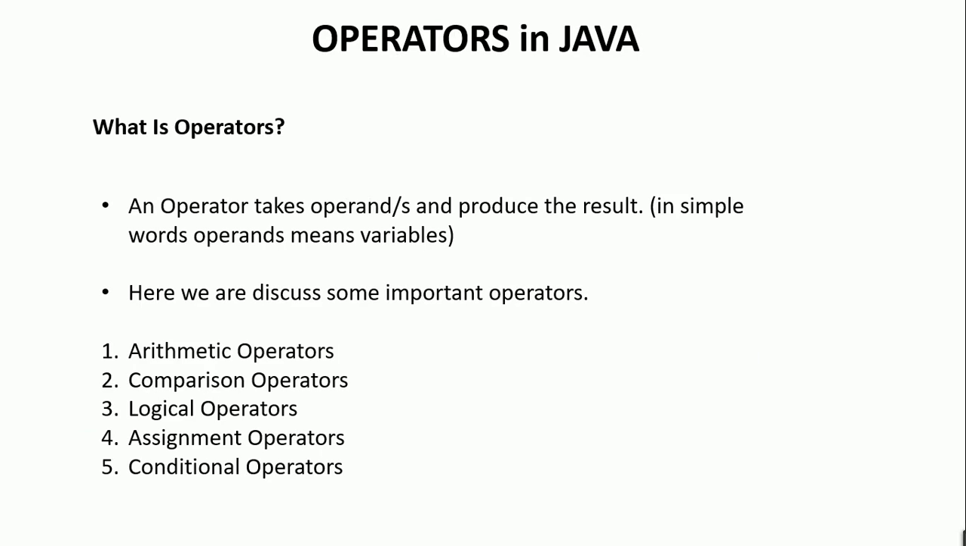So in today's video I'm going to explain to you about operators in Java. So first of all, what is an operator? An operator takes operands and produces the result. In simple words, operand means variable. Here we have discussed some more important operators. Basically we have five types of operator: arithmetic, comparison, logical, assignment and conditional.